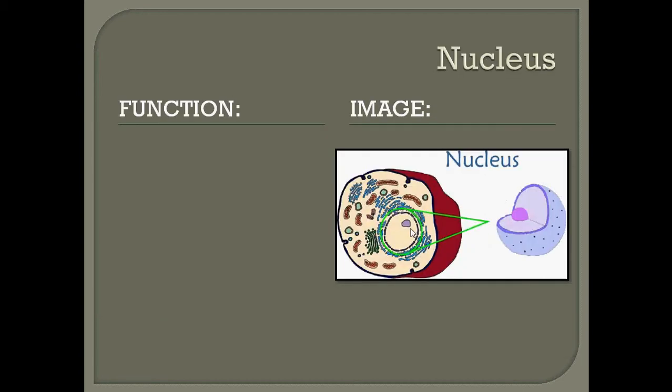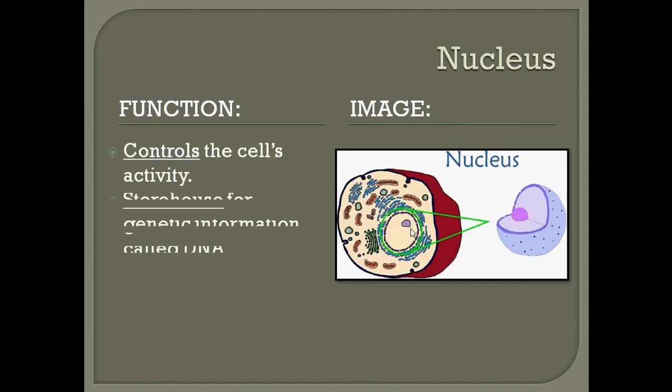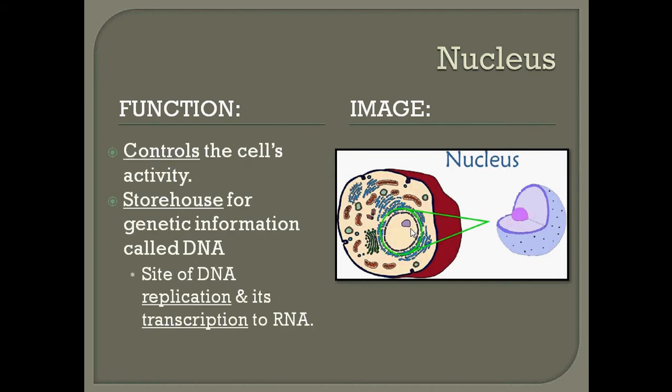Let's recap on some of those organelles. So remember, the nucleus controls all cell activity, and it is the storehouse of all genetic information, obviously our DNA. So DNA is replicated here, and we also have transcription here, where DNA is transcribed into RNA. Remember, we eventually use that RNA. That RNA is eventually translated out in the cytoplasm at the ribosome to make protein.